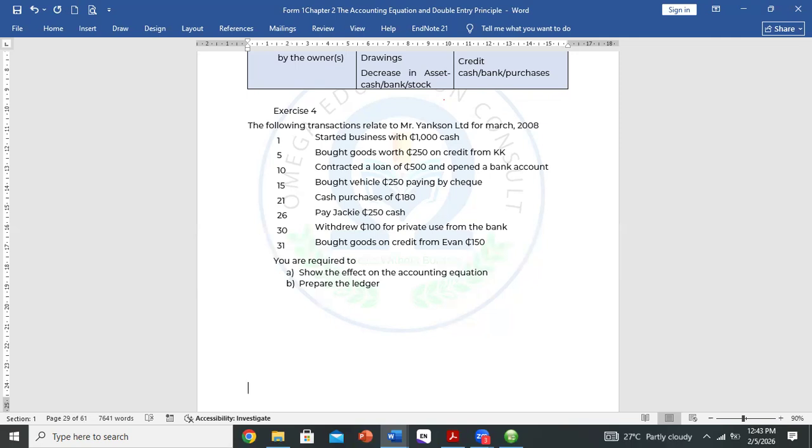Okay. I think I spoke about it during the books of accounts. Yes, this is it. So you're asking us to prepare the ledger. So sorry, the ledger account. The ledger account. Don't let the ledger there confuse you. It's just the T account. You are not putting in any specific ledger. It's just the T account.